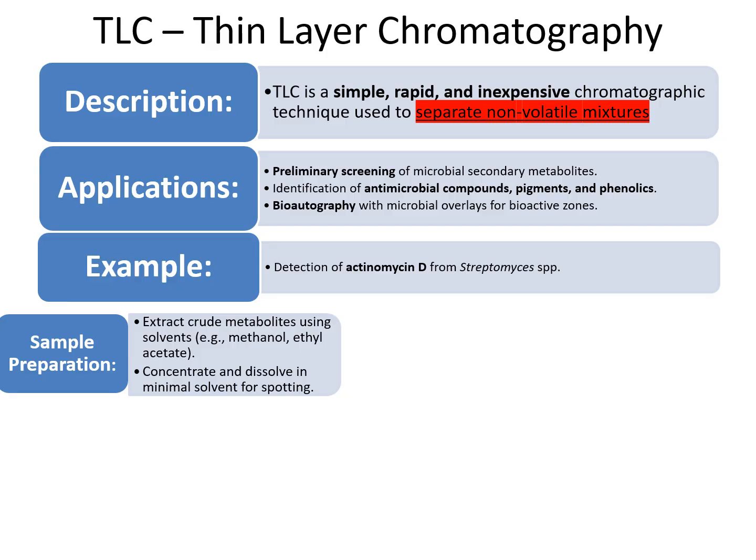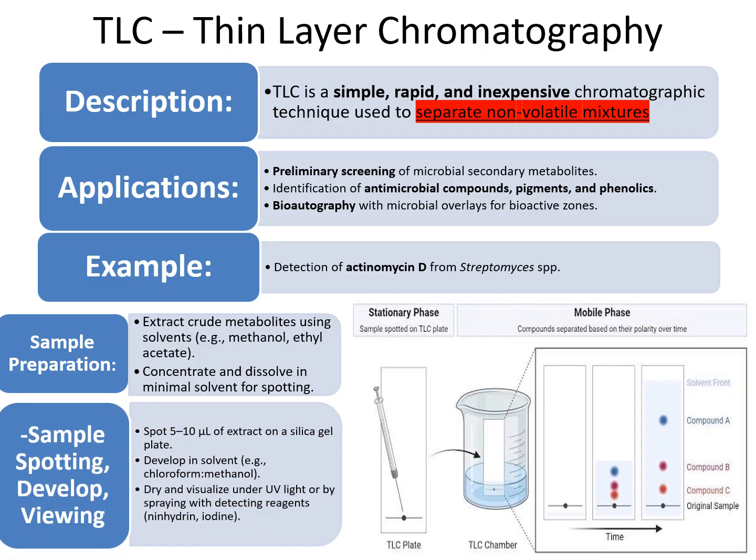For this technique, the first step involves sample preparation. During sample preparation, the extract of the crude metabolite is obtained using solvents such as methanol, ethyl acetate, and so on. And subsequently, the extract is concentrated and dissolved in a minimal solvent for spotting on the TLC plate. The next step involves sample spotting, development, and viewing.